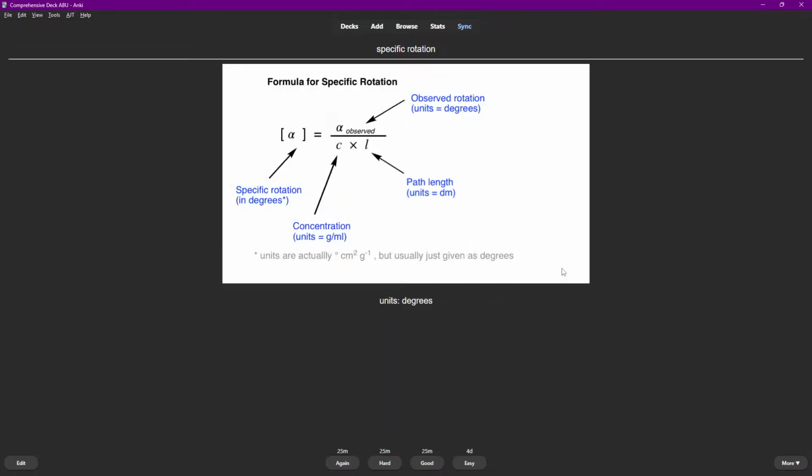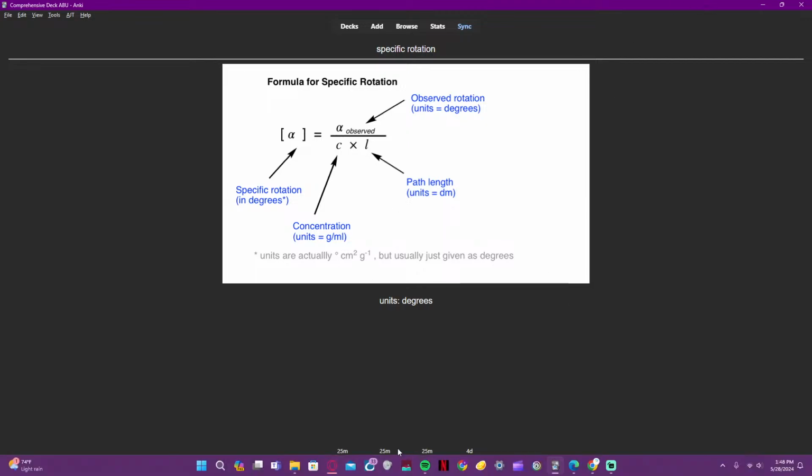Specific rotation is, I need to learn this one because I didn't learn this in my organic chemistry class, sadly. They didn't think it was essential at my college. So the specific rotation is the observed rotation divided by the concentration times length. So specific rotation is equal to observed rotation divided by path length.